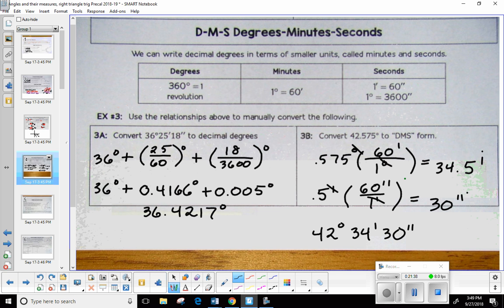Any questions on that by hand? Like I said, I'm not going to require you to do it. If I ask you to do that, you'll have a calculator. Or if you want a challenge, put the calculator to the side. Now, how do we do it on the calculator? Let me go ahead and show you that.